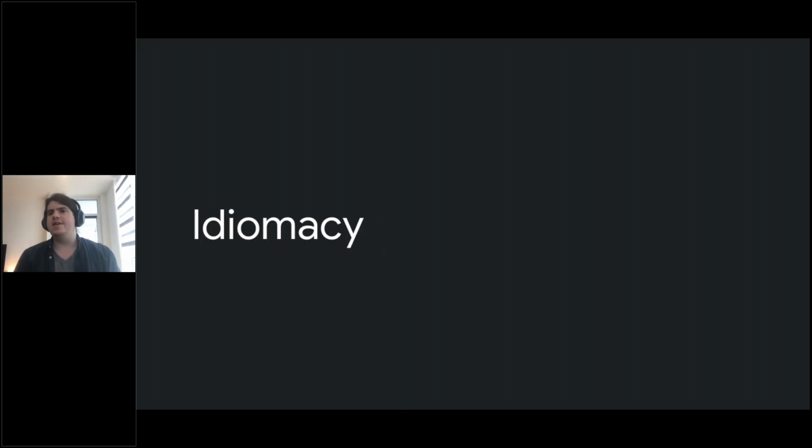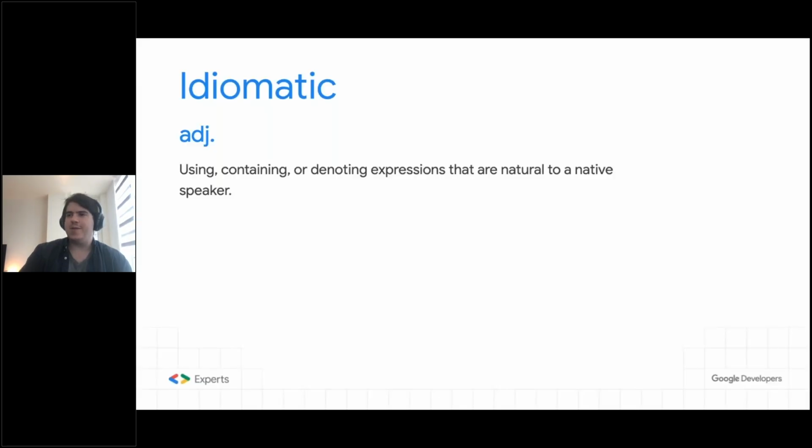So back to Kotlin and its idiomatic features, basically allowing better readability for less cognitive load. So what does idiomatic mean? It means using, containing, or denoting expressions that are natural to a native speaker. So don't confuse this with native speaking as in Muttersprache or mother tongue. This isn't referring to a language that you and I might speak, English, German, French, whatever. It's referring to Kotlin, Java.